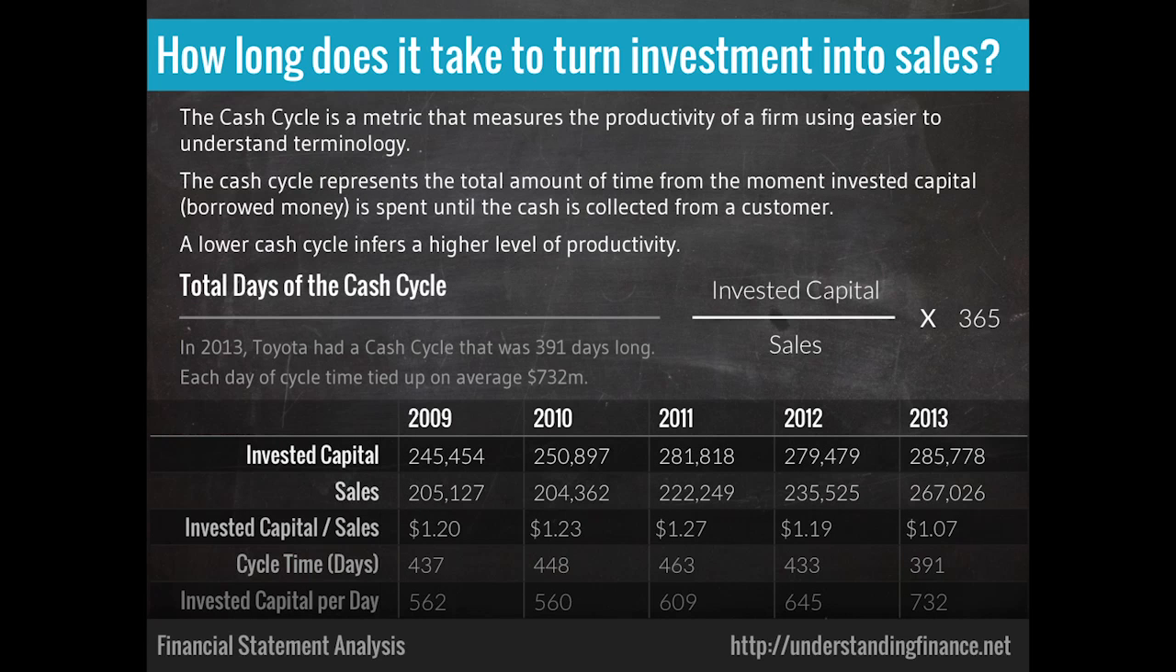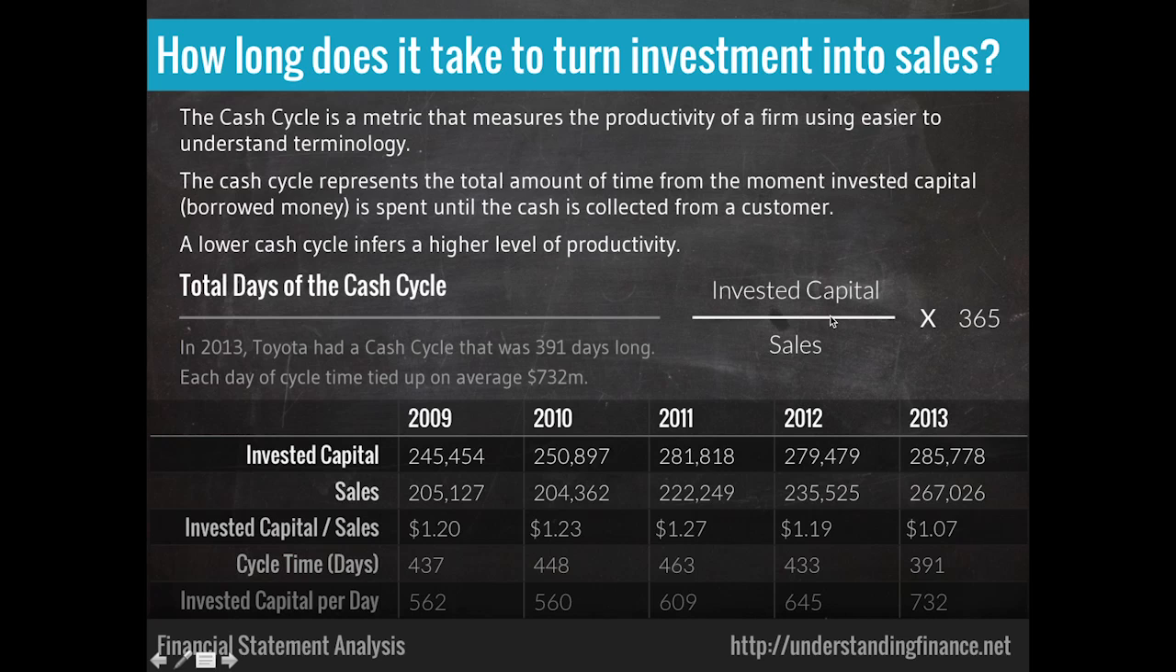Now, from an investor standpoint, what I really want to know is, what does this also tell me about their productivity in terms of cycle time or days? So can I translate this into a days number? Or basically, how long does it take to turn that investment, when they spend that money, that debt or equity, to collect the cash, to turn the investment into sales and actually collect the cash? How long does that take overall as they run through the operations of the business and wait to get paid? Well, that's what I call the total days to the cash cycle. And to get that number, what we do is we take the invested capital, which in this case is the 285,778, and we divide that by the annual sales or revenue, the 267,026.